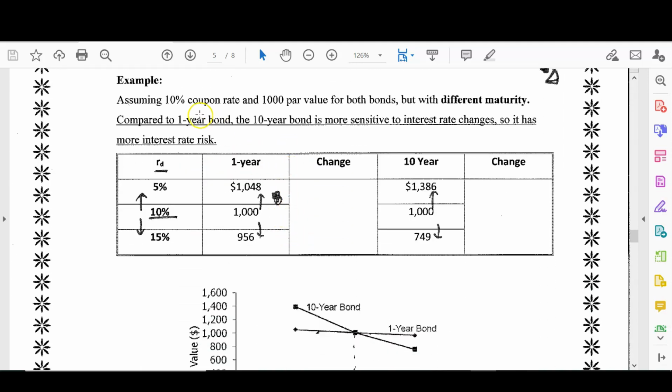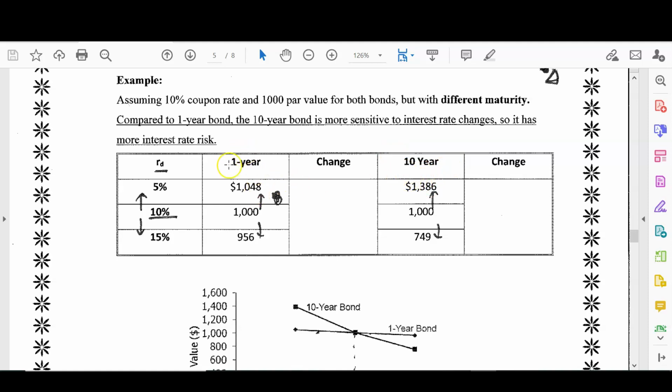Okay, example. Assume we have 10% coupon rate and 1,000 par value for both bonds, but with different maturity. Compared to a 1-year bond, the 10-year bond should be more sensitive to interest rate changes, so it has more interest rate risk. Again, long-term bonds with higher T should have higher price risk or interest rate risk.